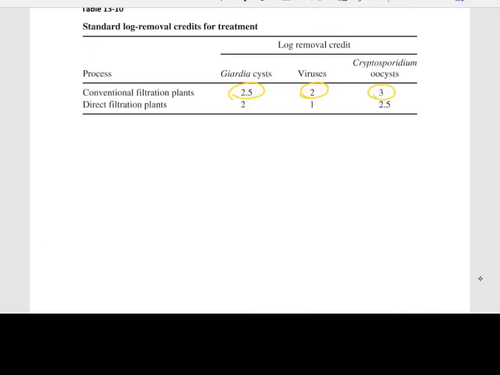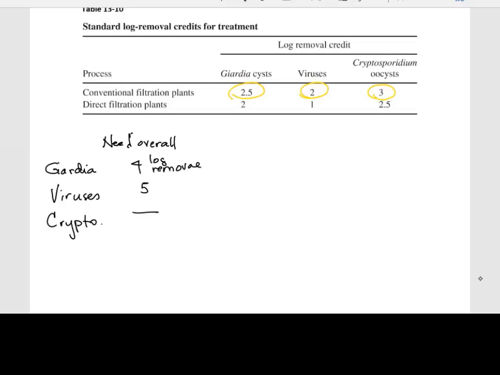So let's just develop a table so that we've got need overall. For Giardia, we need 4 log removal. For viruses, we need 5. For crypto, we're going to look at additional treatment. So here, add another column for additional treatment. We don't need to worry about that for Giardia or viruses, but we have 2.5 log removal for additional.